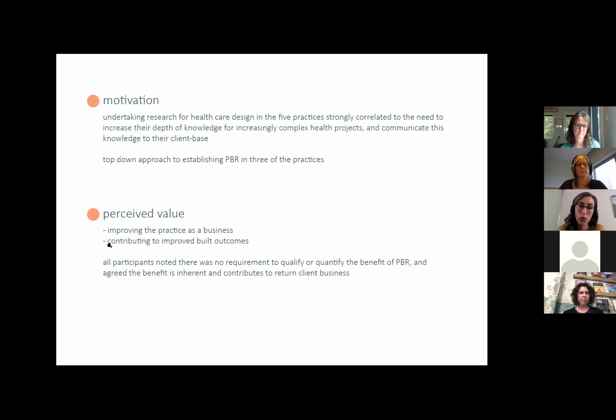And they all also noted that the value was contributing to improved built outcomes. All participants noted there was no requirement to qualify or quantify the benefit of PBR, and all agreed the benefit is inherent and contributes to return client business.